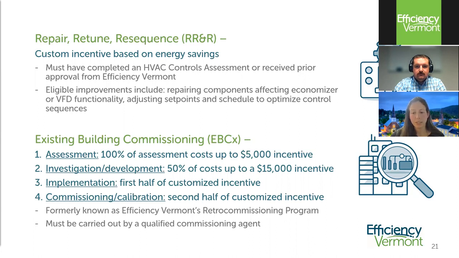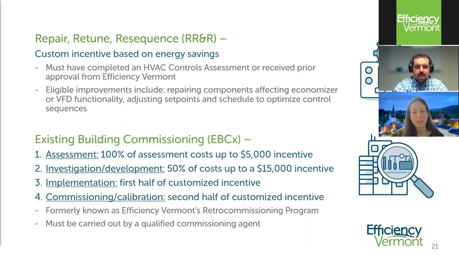Next is the implementation phase, number 3, where the controls contractor takes the scope of work and construction documents and implements them into the control system. Here, Efficiency Vermont comes up with a custom incentive offer based on the energy savings that were calculated in the last phase. And once implementation is complete, we'll pay out half of that custom incentive.